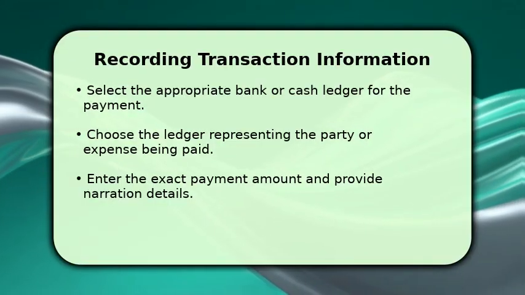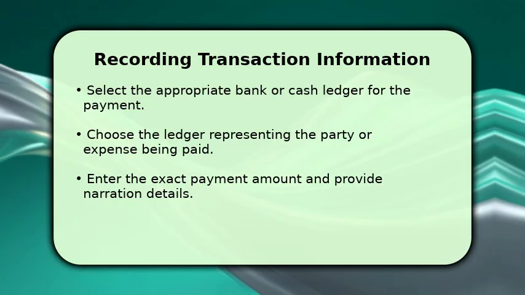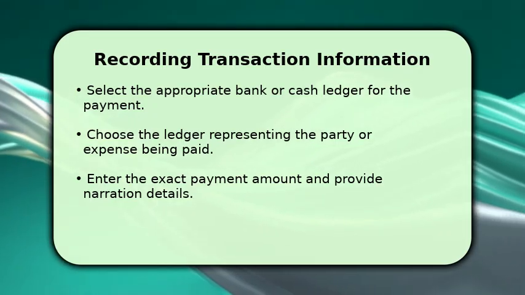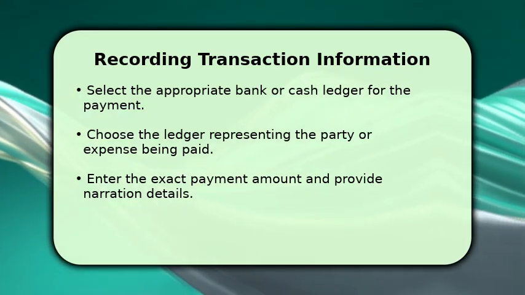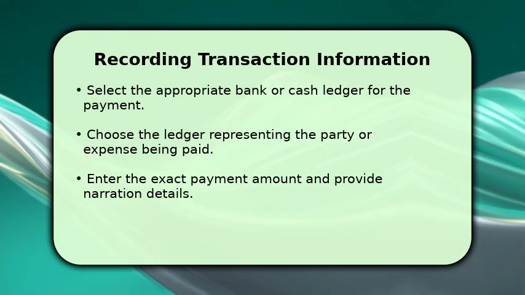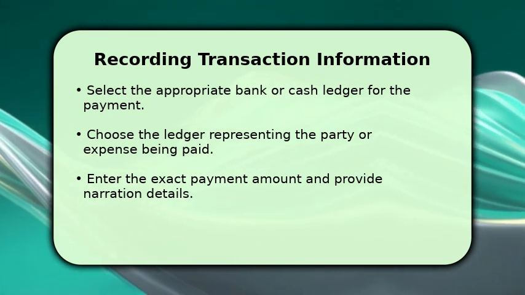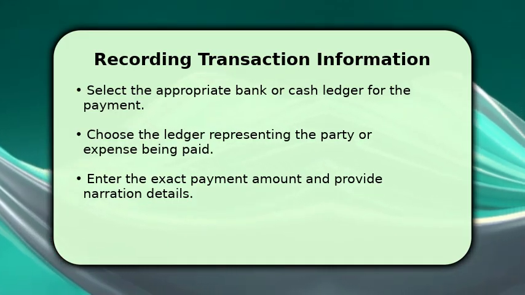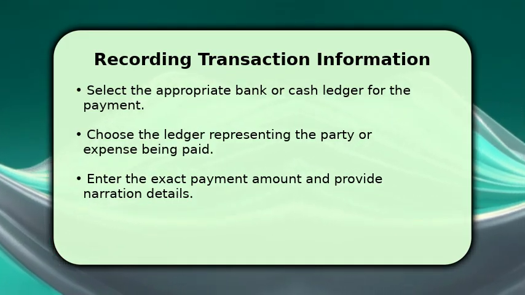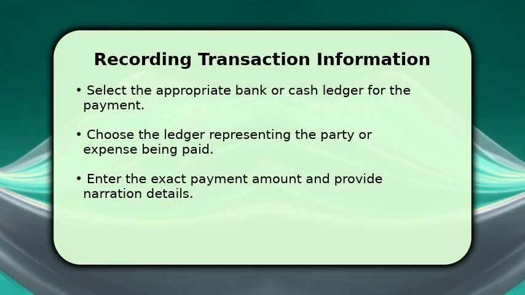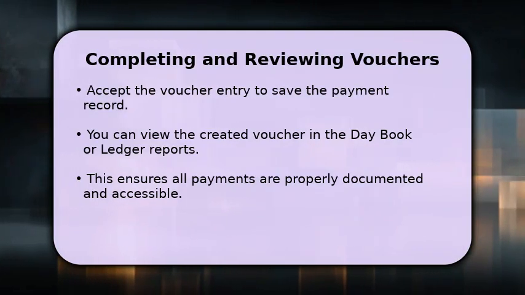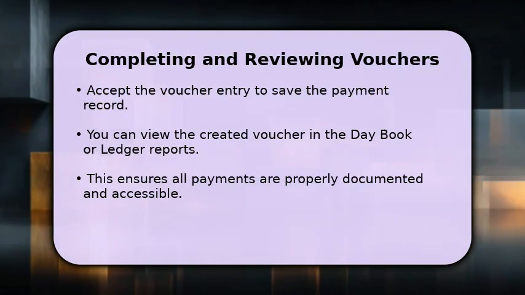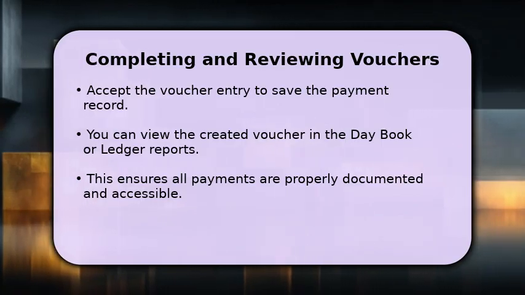First, select the relevant bank or cash ledger from which the payment is being made. Next, choose the ledger for the party or expense that is receiving the payment. Finally, enter the precise payment amount and add a clear narration to describe the transaction, ensuring all details are accurately captured. After entering all the necessary details, simply press Enter to accept and save your payment voucher.